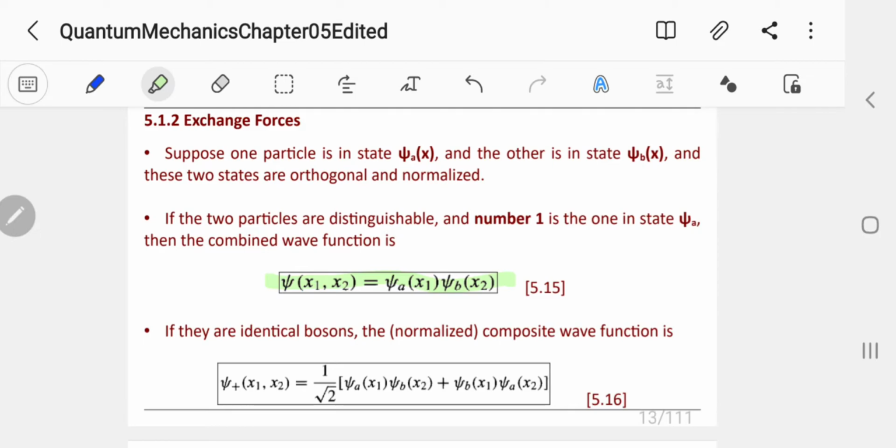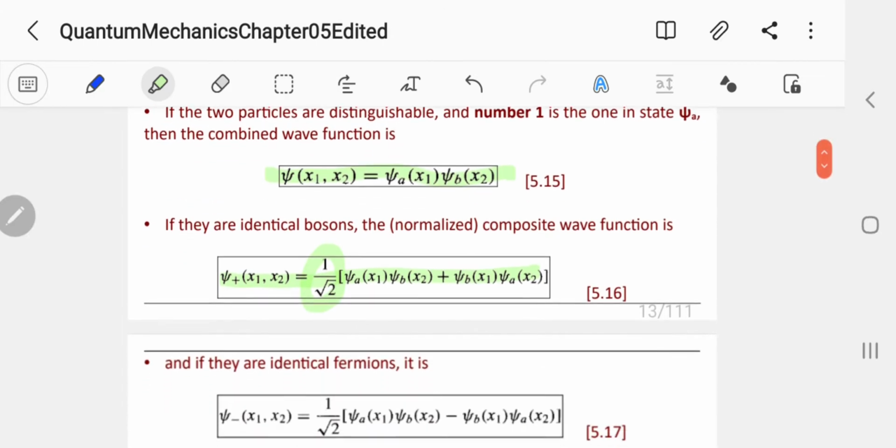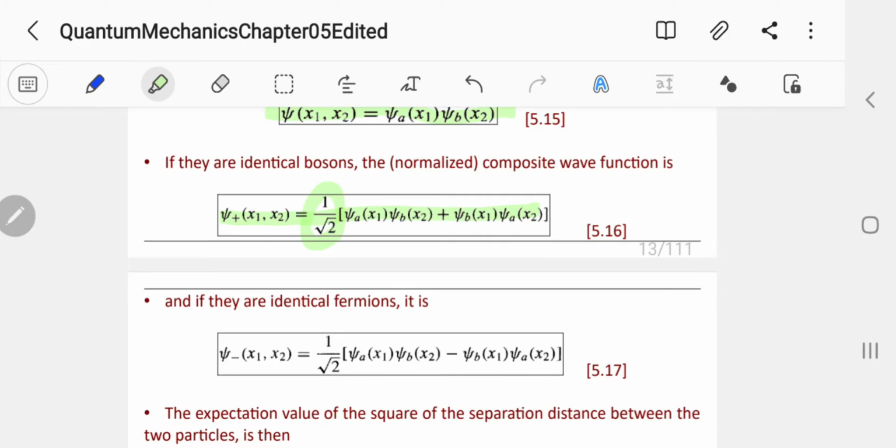But if they are bosons, your composite wave function would be here. The 1 over square root of 2 is necessary because they are normalized functions, so you have to divide by the magnitude of the coefficient of the two functions. And then for the identical fermions, you have this one. The only difference between equation 5.16 and 5.17 is that you're using minus instead of a plus.